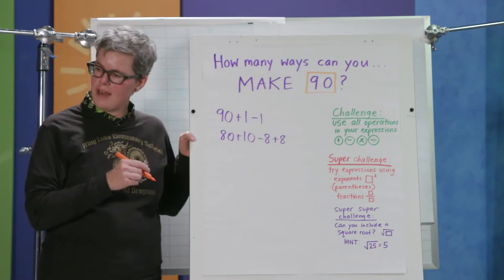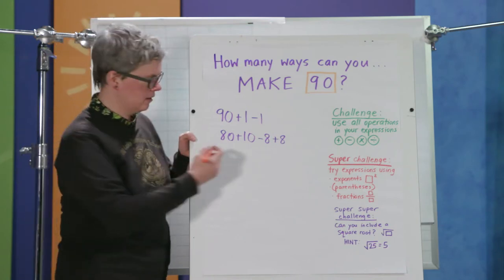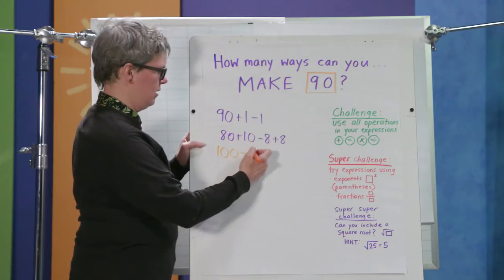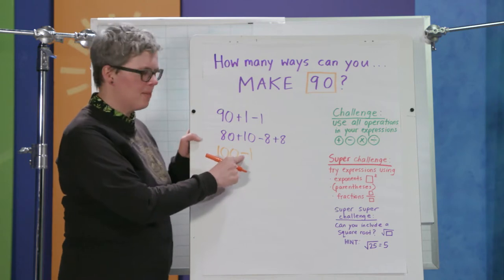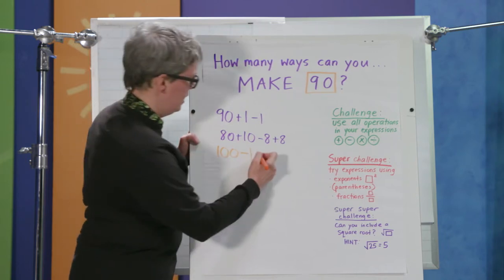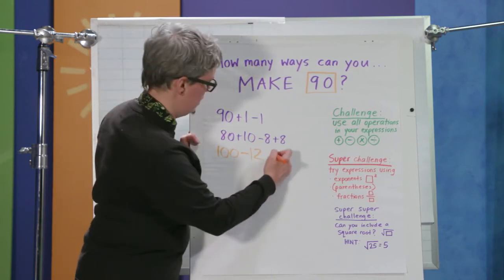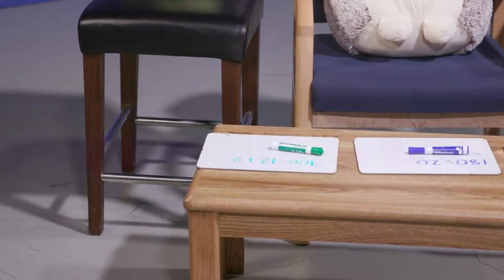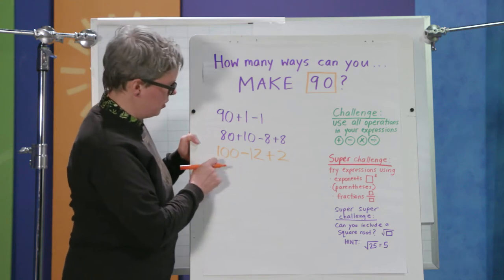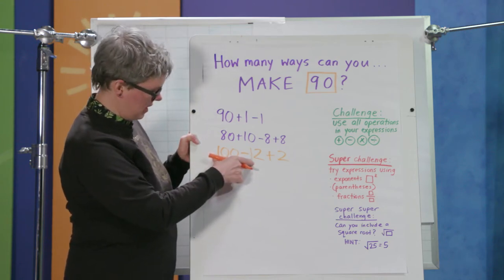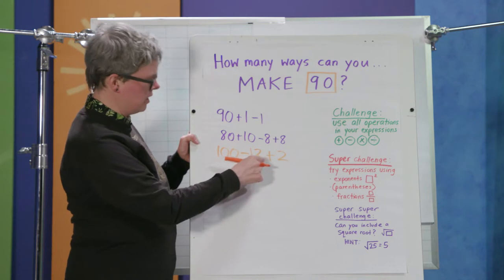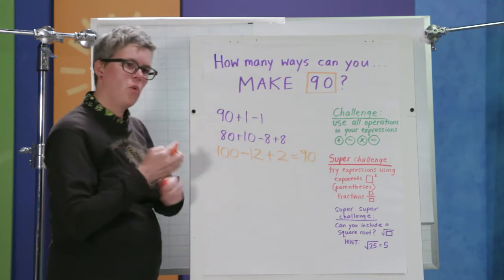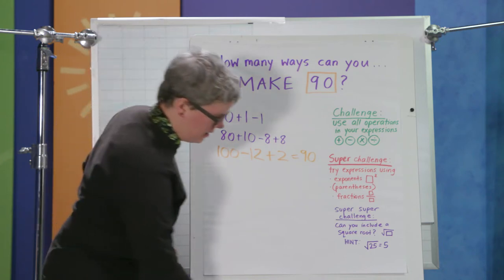All right, Mole, what do you have? Okay. 100 takeaway, right? Yep, because 90 is smaller than 100. Take away 12 plus 2. Let's double check. Why don't you check along with us at home or wherever you are? 100 take away 10 is 90. All right, and then minus 2 more and add that 2 back. Let's make it an equation by adding an equal sign and then the total of 90.